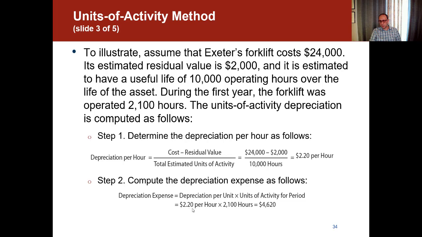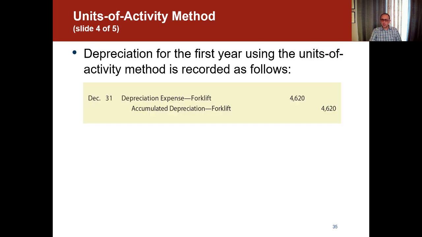be $2.20 per hour, and multiply by the units of activity for the period, which turned out to be 2,000 hours. So we multiply that and we get 4620. The journal entry, or the adjusting entry, is exactly the same. So to record the adjusting entry, we debit depreciation expense for the forklift, and we credit the accumulated depreciation for 4620. This value is not going to be the same every year, unless the number of hours used from one year to another turned out to be the same.